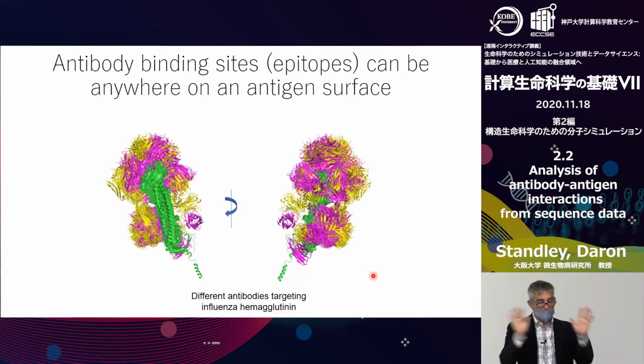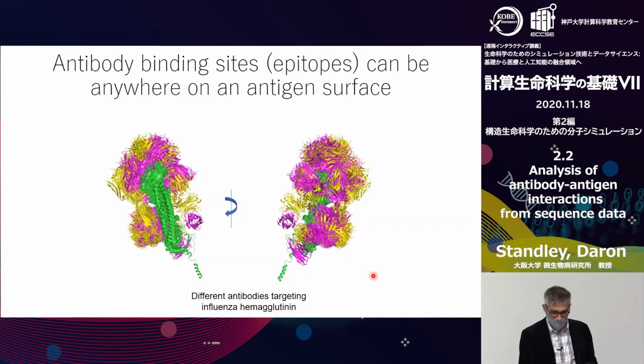Now let's talk about the epitope. The epitope is on the antigen. So where the antibody binds the antigen is called the epitope. Now I said that the paratope is on the CDRs. You might think that the epitope is some special place on the antigen, but no. Unfortunately, the epitope is anywhere on the antigen that the antibody can bind.